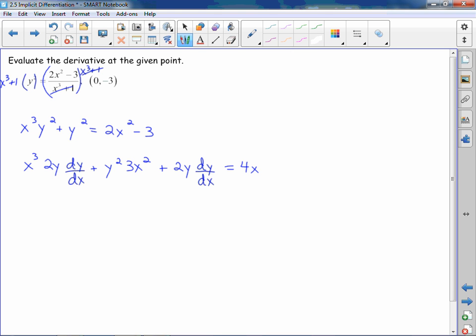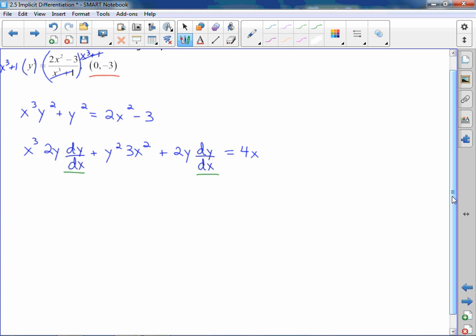All right, now I want to group my dy/dx's together so I can solve for them. By the way, you can plug in the point 0, negative 3 at any point you want to. You can plug it in now, or you can solve for dy/dx and then plug in the point. I'm going to go ahead and solve for dy/dx, and then we'll plug in the point afterwards.